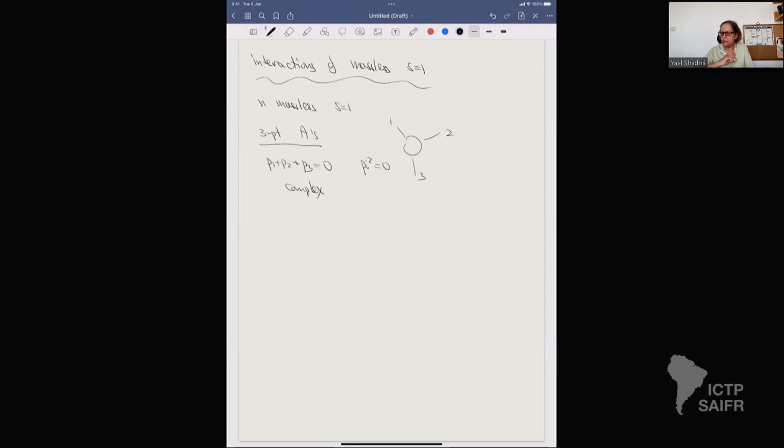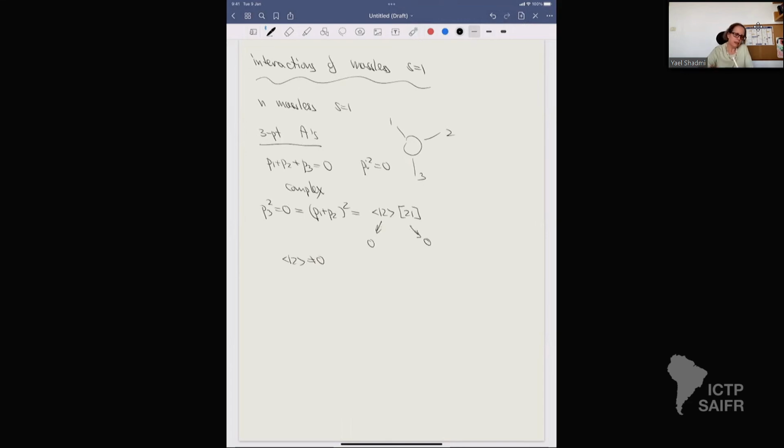Okay, let's think about this in terms of spinors. In terms of spinors, for example, if I say P3 squared has to be equal to 0, I know that P3 squared is equal to (P1 plus P2) squared, and this is equal to ⟨1 2⟩ times [2 1]. So that tells me that either this guy is 0 or this guy is 0. So suppose for a second that the ⟨1 2⟩ angle is non-zero.